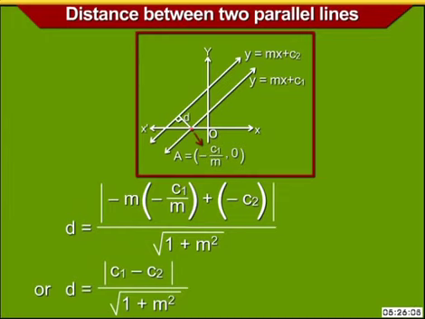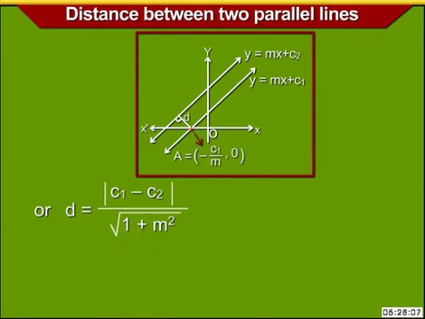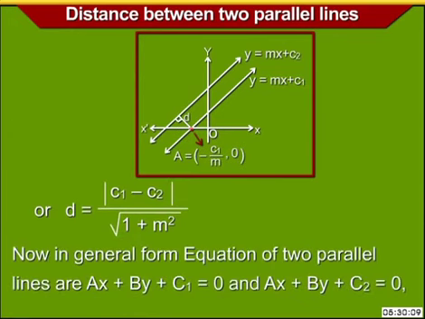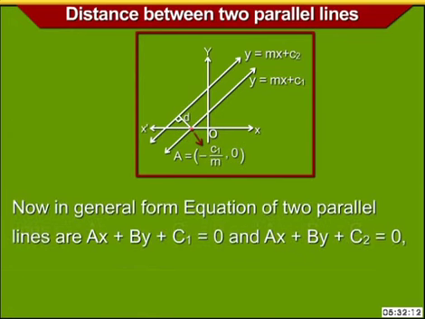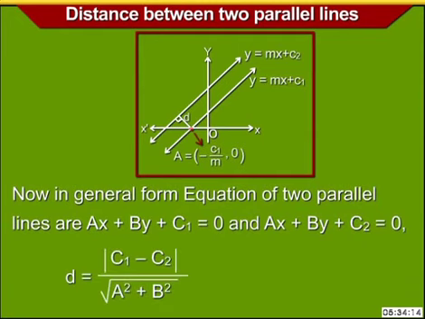Now in general form, equation of two parallel lines are ax plus by plus c1 equal to 0 and ax plus by plus c2 equal to 0, then d is equal to absolute value of capital C1 minus capital C2 upon square root of capital A square plus capital B square.